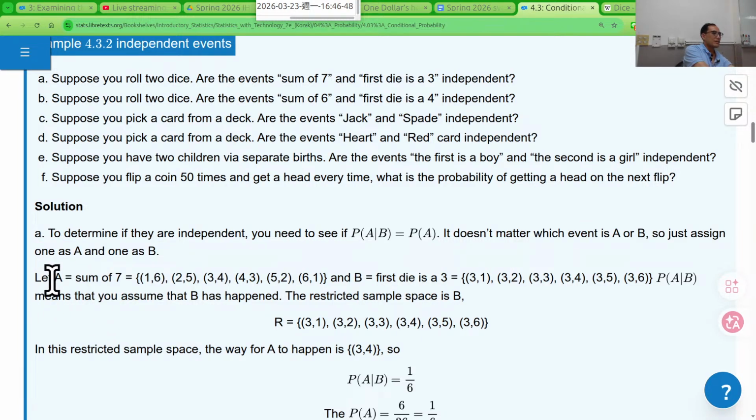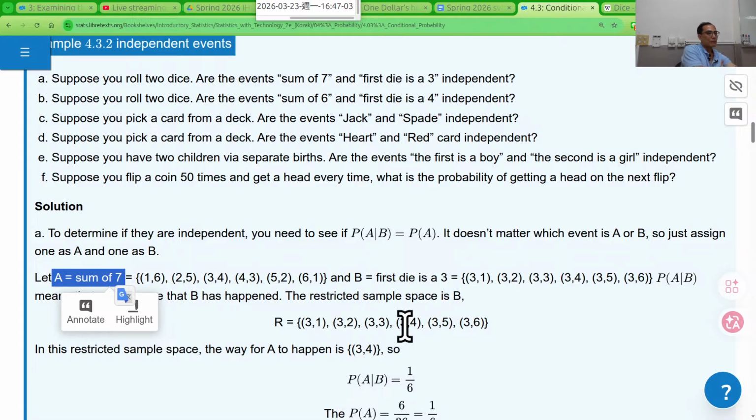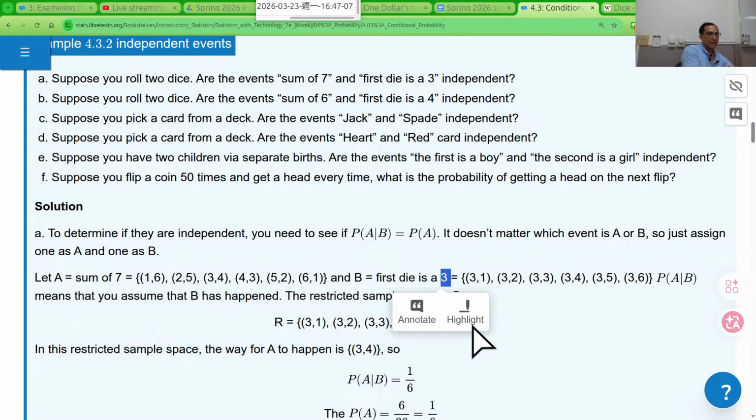Let A equal sum of 7, and there are some combinations: 1,6; 2,5; 3,4; 4,3; 5,2; and 6,1. There are 6 combinations of this. And B, the first die is 3. If the first die is 3, then the second die could be 1, 2, 3, 4, 5, 6.